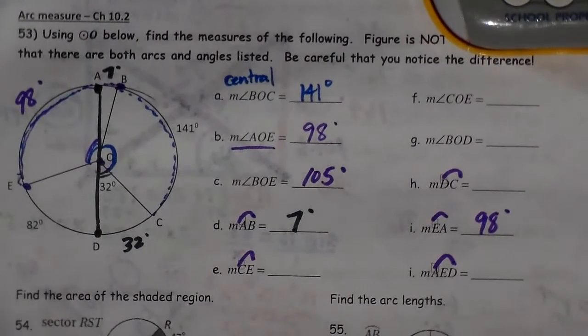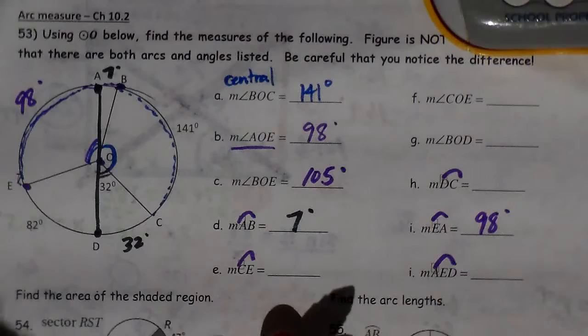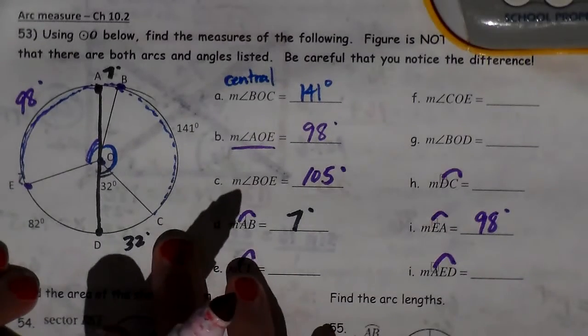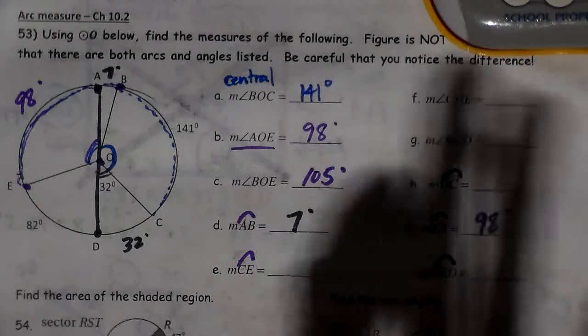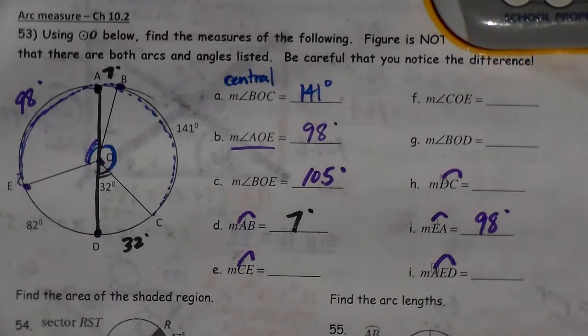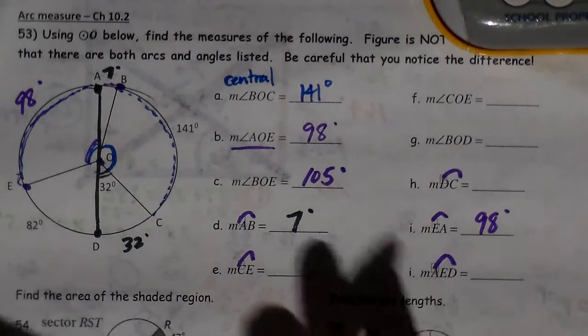There we go. And so let's look at some of these other arcs. Arc CE. Well, CE goes from C to E. What do we call arcs with 2 letters? Minor arcs. Remember, minor arcs are less than 180. Major arcs are larger than 180, and we use 3 letters. And semicircles are 180, and we use 3 letters.